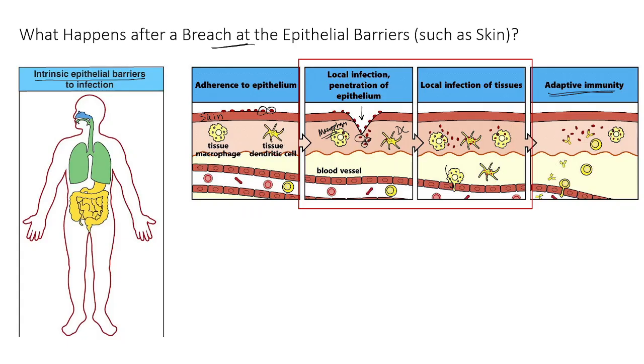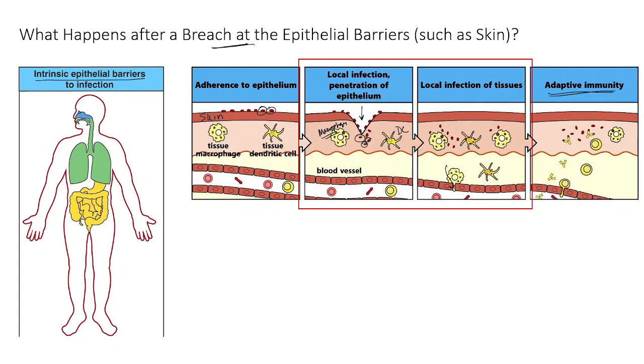So we can see the intrinsic epithelial barriers to infection, where this is the first line of defense, it includes the skin and the linings of the respiratory, gastrointestinal, and the urogenital tracts. So these surfaces provide mechanical protection, a physical wall preventing the entry, chemical protection like secretions such as mucus, acid in the stomach and antimicrobial peptides, and microbial protection like good bacteria that compete with the pathogens.